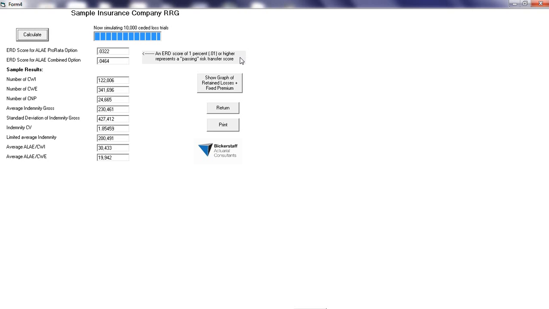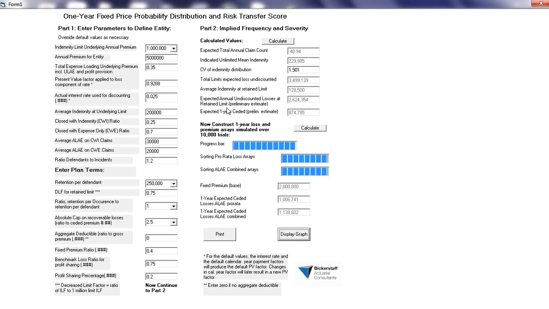Again, the benchmark that has been used to define a passing ERD score is 1%. And so in this case, this arrangement would, quote, pass, unquote, that test. Now, let's go back, as we did with the swing plan, and let's double the size of this entity, make it a $10 million premium, and recalculate and re-simulate the 10,000 trials, and then sort them in ascending order.